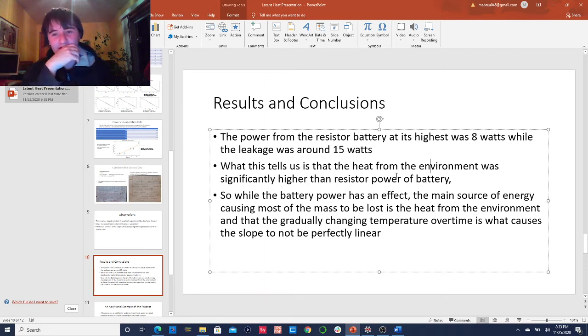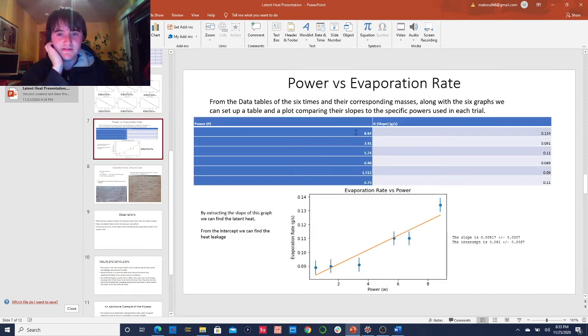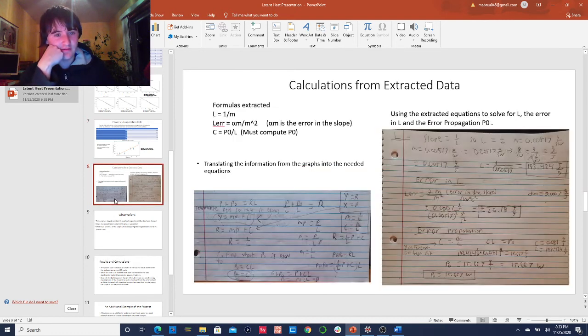Anyways, what this basically tells us is that it's higher than the resistor power of the battery, which, as we can see, the highest value here was 8.84 watts, or joules per second. Whereas the result that we got here is 15.6, so it's higher by about twice as much.